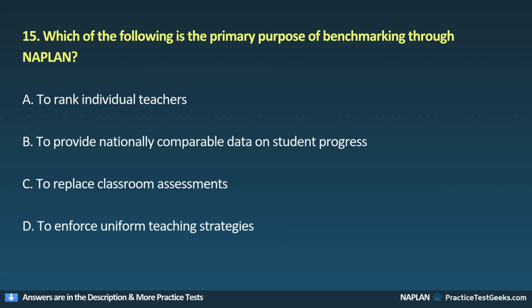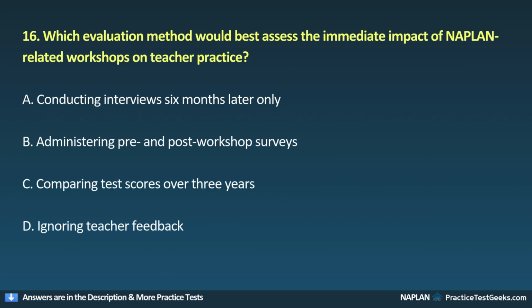A. To rank individual teachers. B. To provide nationally comparable data on student progress. C. To replace classroom assessments. D. To enforce uniform teaching strategies. 16. Which evaluation method would best assess the immediate impact of NAPLAN-related workshops on teacher practice?